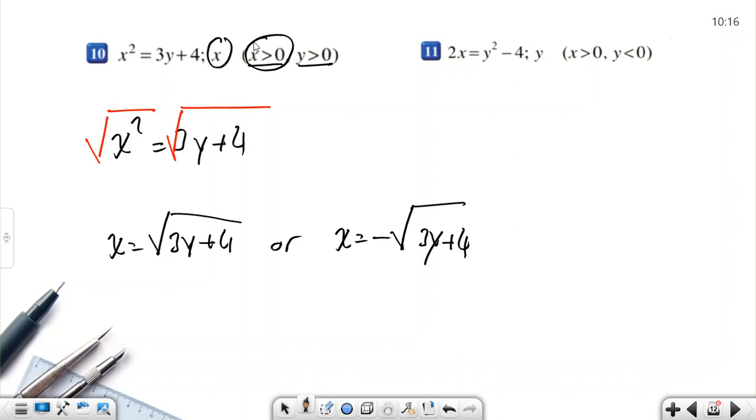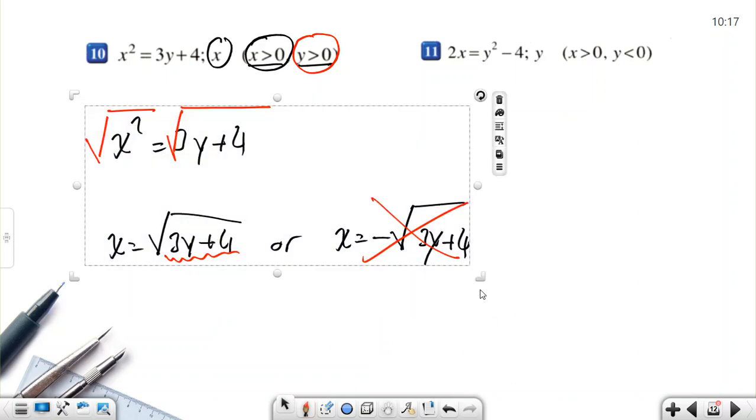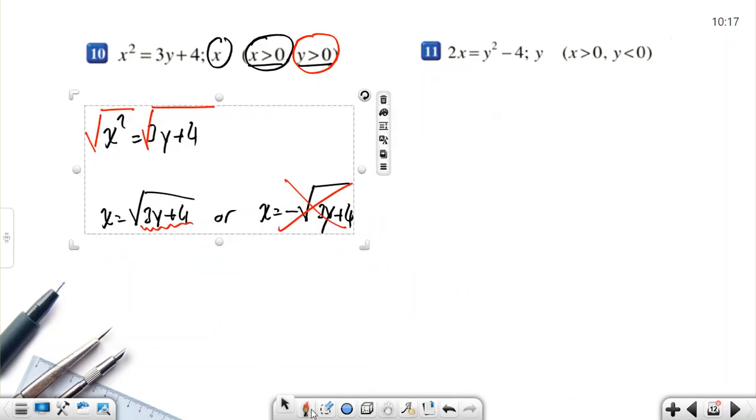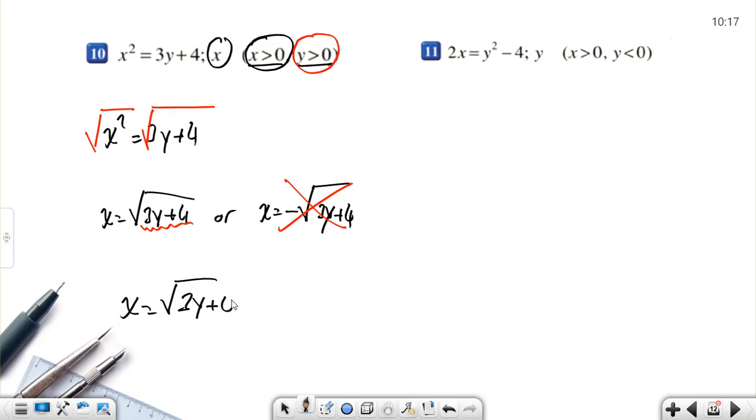But here there is one condition. It says x is bigger than 0, so x cannot be negative. You can ask me, teacher, why is y bigger than 0 given? Because at the moment we are talking about real numbers, so we haven't learned complex numbers. So inside the square root cannot be negative at the moment. Therefore we need to keep the inside positive. So y must be bigger than 0 to keep the inside of the square root greater than 0. So what is my solution here? Only one of them. X is equal to the square root of 3y plus 4.